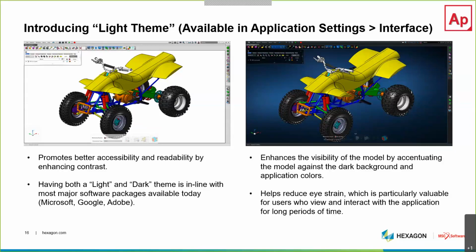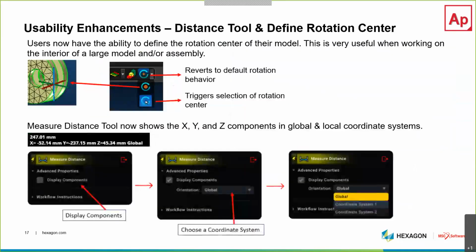Well, some users wanted additional accessibility and readability by increasing the contrast, and we wholeheartedly support that idea. So on the left here, you can see that we now have a light theme and a dark theme inside of Apex, which is pretty exciting. Now, we also have, in the distance tool, an ability to measure the X, Y, and Z components. Now, this has been a long-standing request, and we're very proud to deliver it to you today.